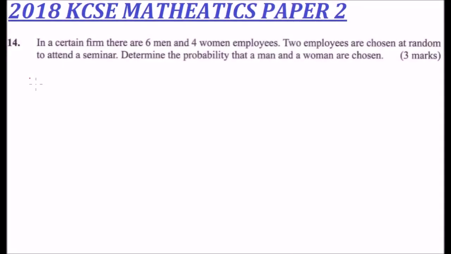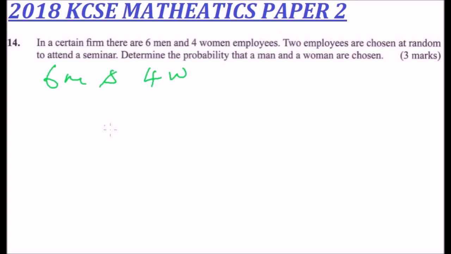So in this question, we are told in a certain firm, there are 6 men and 4 women employees. 2 employees are chosen at random to attend a seminar. Determine the probability that a man and a woman are chosen. In this case, we have 6 men and 4 women.